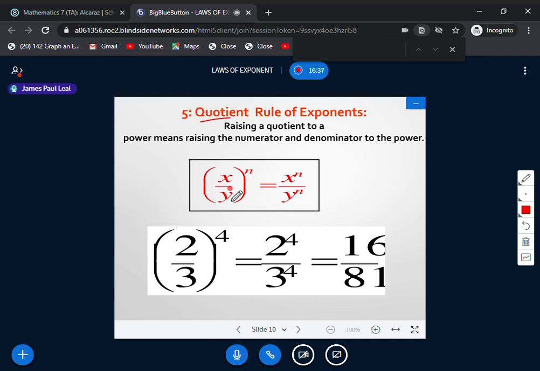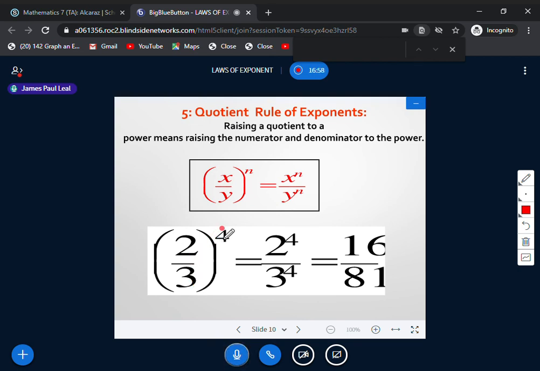So we have here quotient. So we have here x over y raised to n. Okay, quantity x over y raised to n. And this is actually equivalent to, so let's separate this one, so you will be having x raised to n and y raised to n. For instance, I have here 2/3 raised to 4. Quantity 2/3 raised to 4.